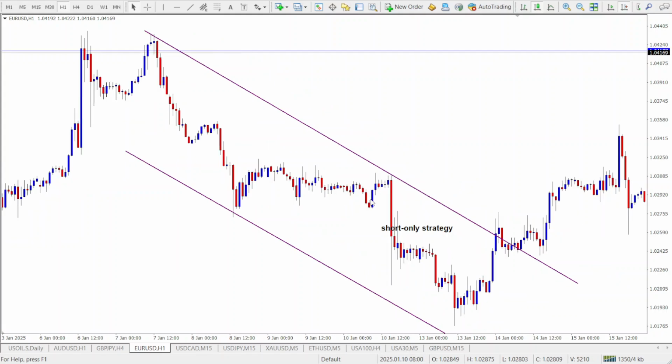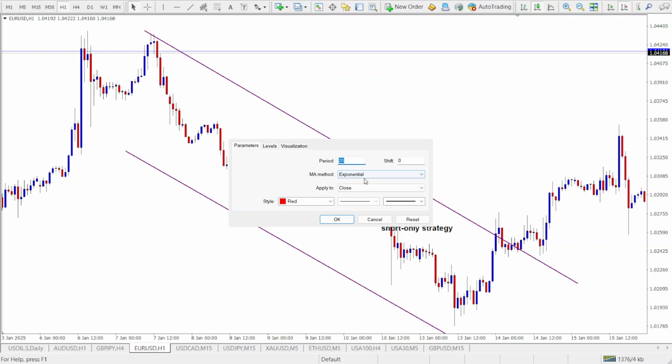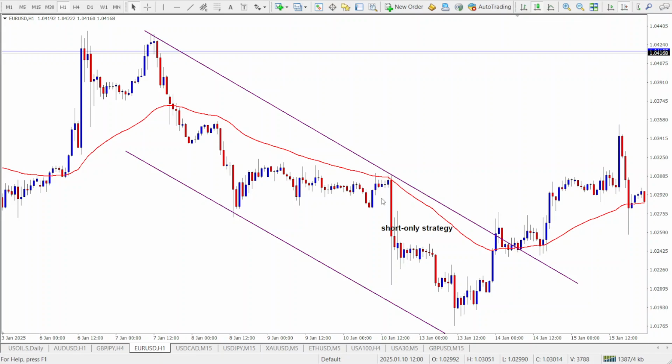Now, to confirm the trend, you're going to use a combination of tools like moving averages. You can start to use moving averages or trend lines. I already use trend lines on the chart, but you can also decide to add a moving average to the chart as well. I'm just going to be adding the 50 period moving average. Now it's a good indication of a bearish trend.